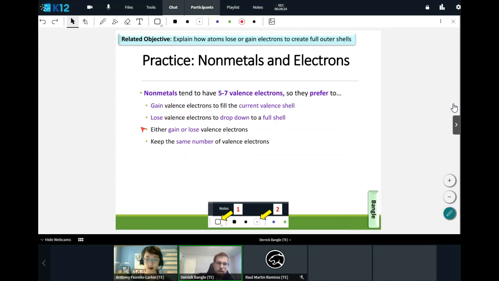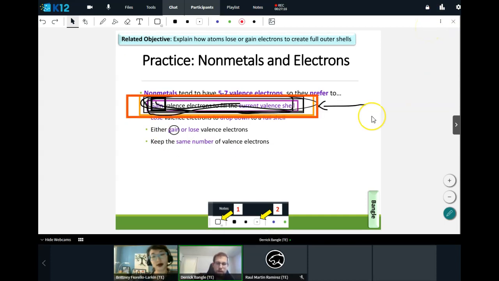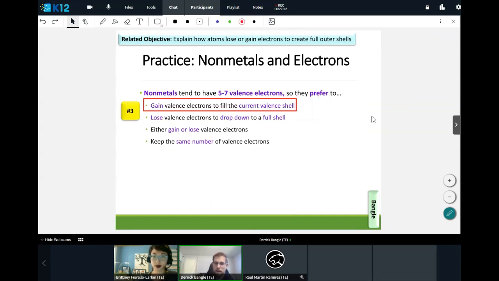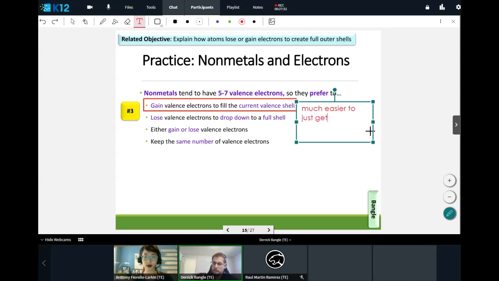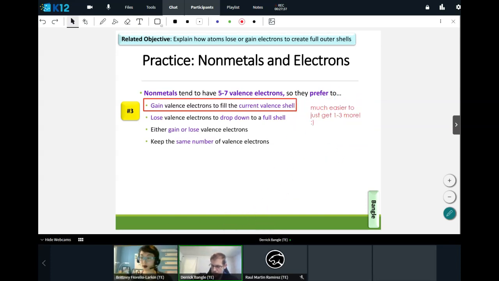Go ahead and use your whiteboard tools, which are on right now. Put a box around the option that is most appropriate for completing this statement. So nonmetals that tend to have 5 to 7 valence electrons, so they prefer to what? Do they prefer to gain or lose, or keep the same number? The correct answer here, the most accurate one, is that they're going to love to gain their electrons to fill that valence shell. So for number 3, go ahead and mark that in your notes. I will set a timer for us, and be sure to raise your hand when you're done so that we know we can move on.